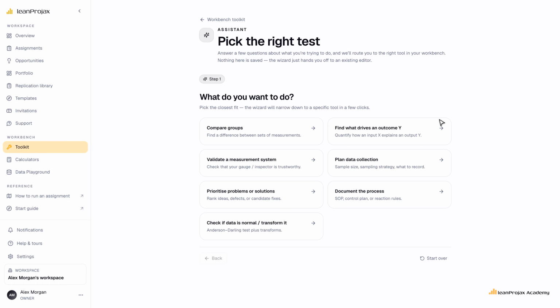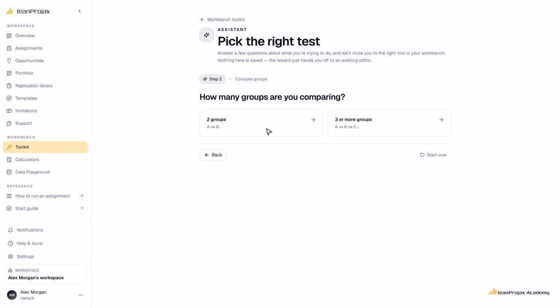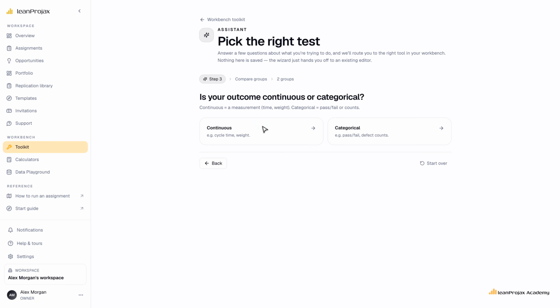Question 1, what do you want to do? We want to compare groups. Question 2, how many groups are you comparing? 2, billing against one other area. Question 3, is your outcome continuous or categorical? Response time in hours is a continuous number. So, continuous. 3 questions, and here's the recommendation.